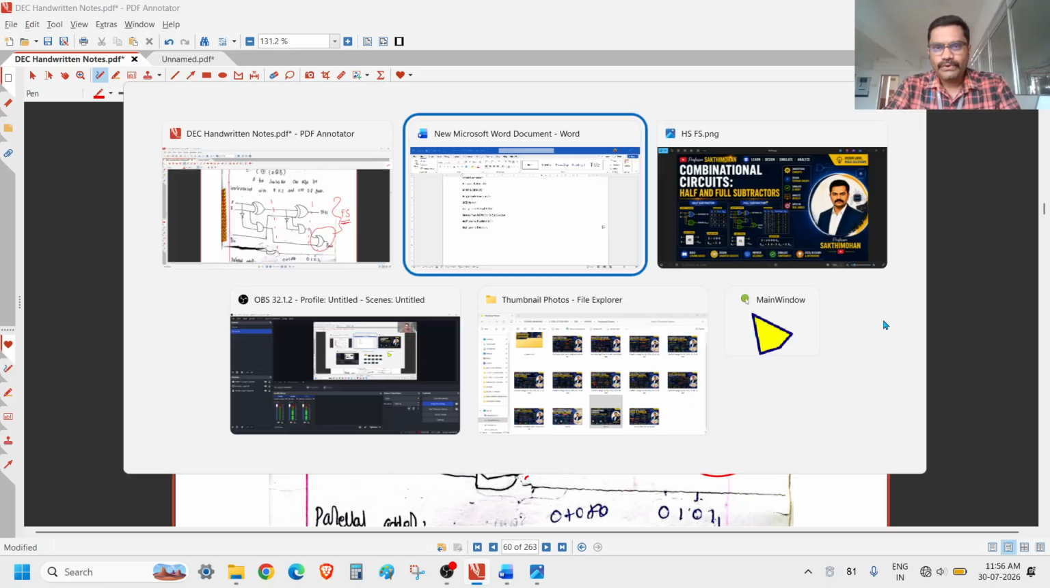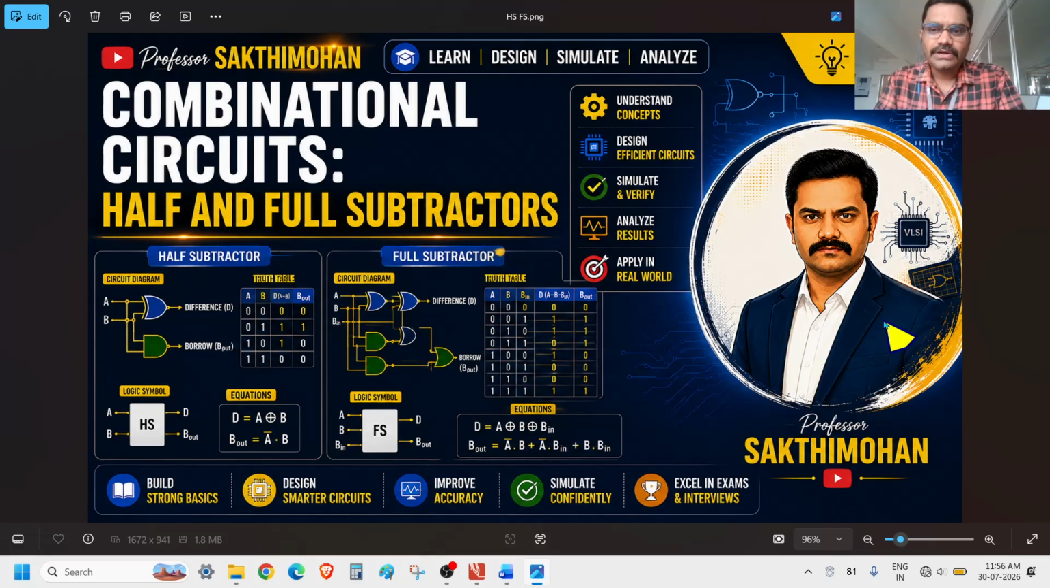I hope you understand today's content. Today we have discussed the basics of combinational logic circuits, that is the technical definition. After that we discussed the subtractor rule, that is 0 minus 0 is 0, 0 minus 1 is 1 with borrow 1, 1 minus 0 is 1, and 1 minus 1 is 0. And after that we discussed the design of the half subtractor and full subtractor.